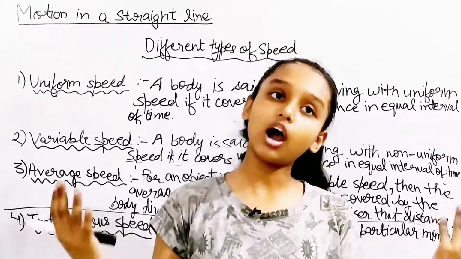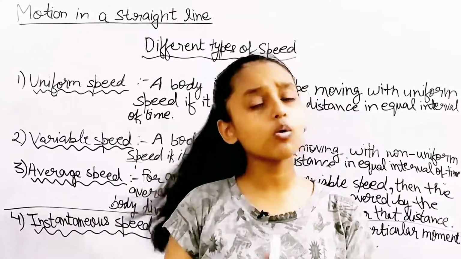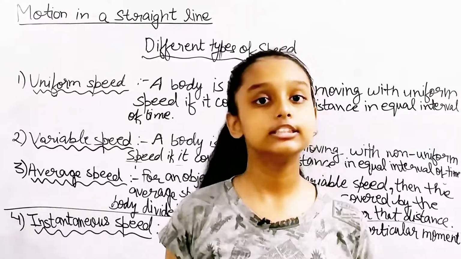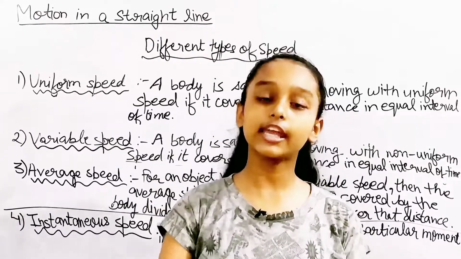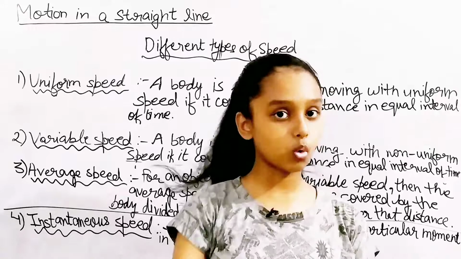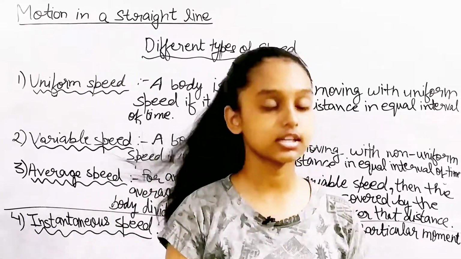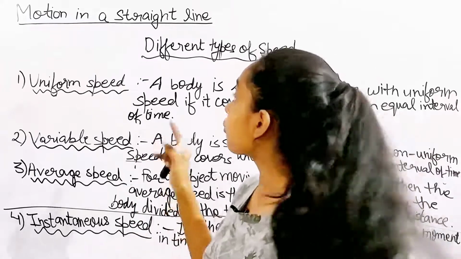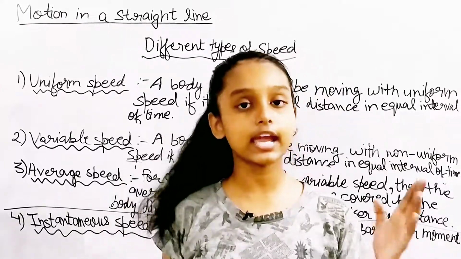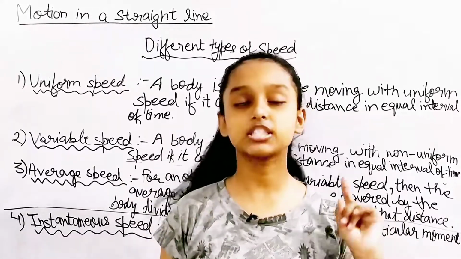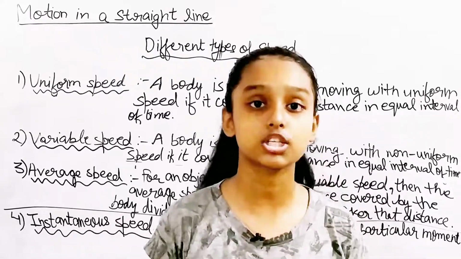So in the next video, we'll be discussing different types of velocity, or we'll discuss type 2 permutation. That's it. In physics, different types of velocity, and in maths, it's going to be type 2 permutation.